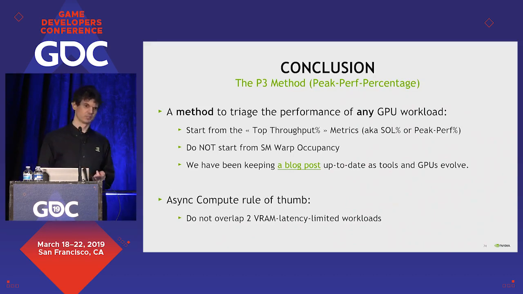So we don't start from the occupancy. We start from the throughput metrics. This is very important because, as I've shown, starting from the occupancy may make you want to pair something with something else just to get the occupancy up because you believe that's important. But it may not be a speed up, it may actually hurt, because if there is a VRAM latency limited workload, increasing occupancy for that one is not a good idea, because you will be even more VRAM latency limited, with more warps wanting to access the VRAM. So, async compute rule of thumb: do not overlap two VRAM latency limited workloads. I think that's a good idea.